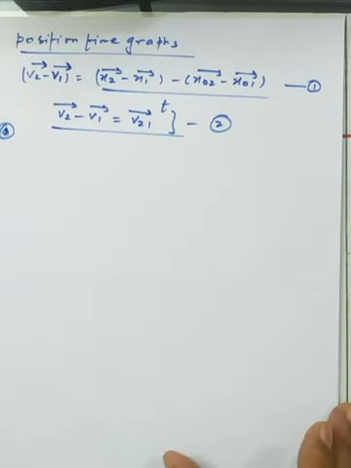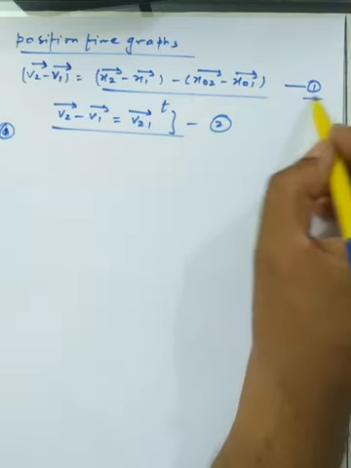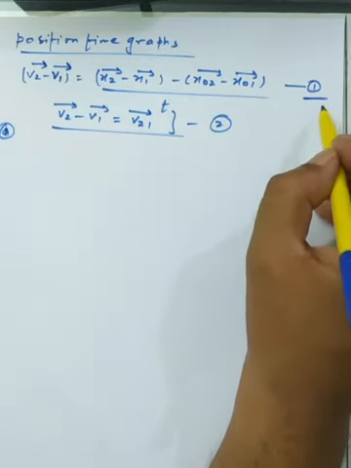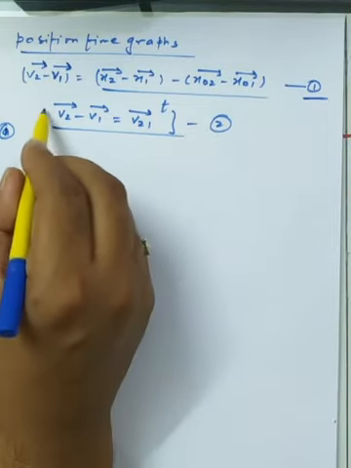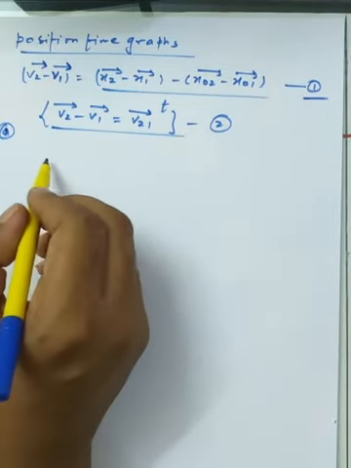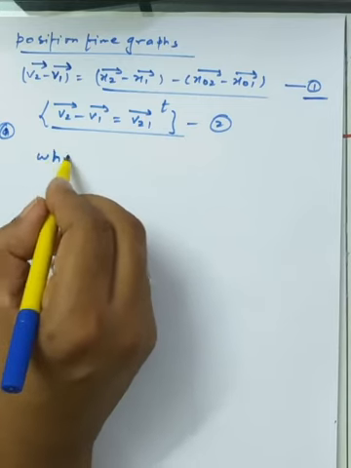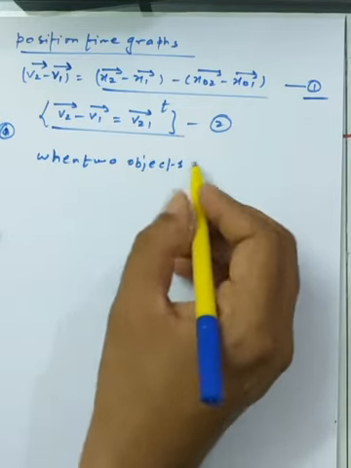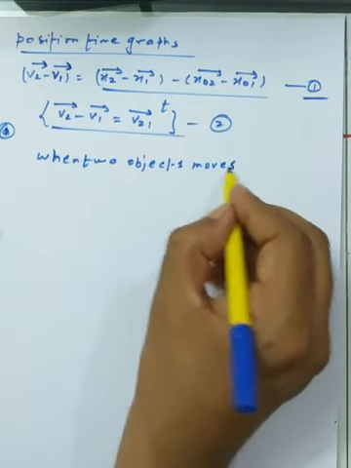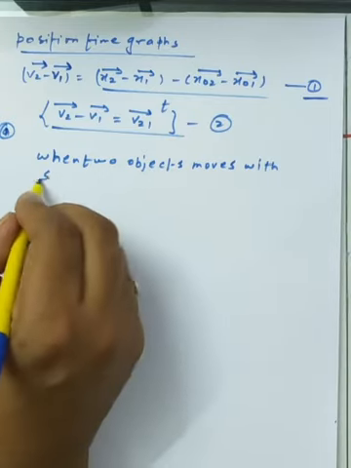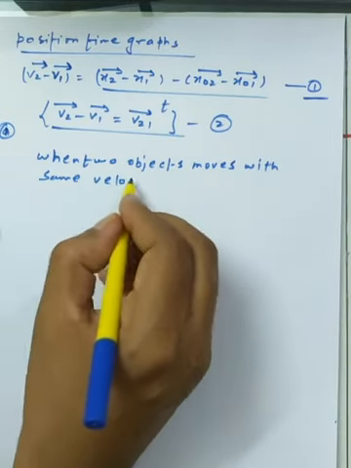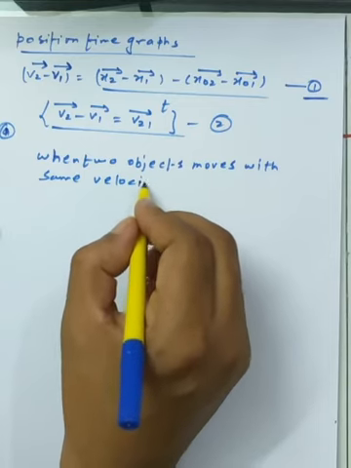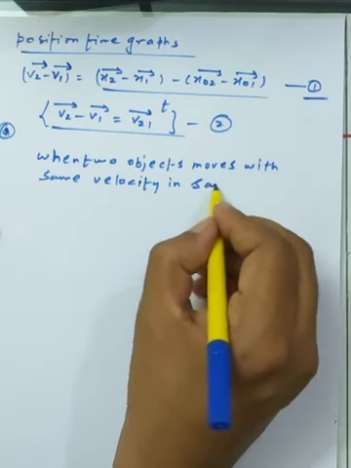Now we have to discuss the position-time graphs for the two objects moving along the same direction with velocities v1 and v2. We have discussed the first formula, that is the rate of change of position of object 2 with respect to 1, and the relative velocity of object 2 with respect to 1. So the first condition we have given is when two objects move with the same velocities in the same direction.